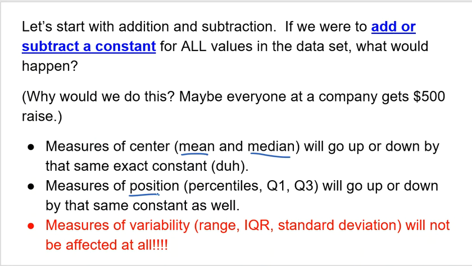However, this is important. Measures of variability, which are range, IQR, and standard deviation, are not going to be affected at all. These will stay exactly the same. And the idea is very simple. All we're doing is moving our data all up as a collective group. If all of your data is moving up or down as a collective group, you're not changing how that data is spread out at all.